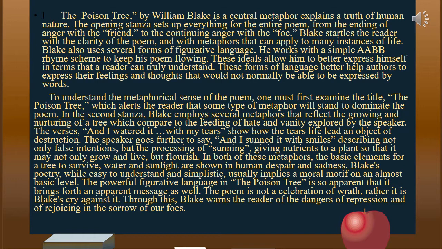A Poison Tree by William Blake has a central metaphor that explains a truth of human nature. The opening stanza sets up everything for the entire poem, from the ending of anger with the friend to the continuing anger with the foe. Blake startles the reader with the clarity of the poem and with metaphors that can apply to many instances of life. Blake also uses several forms of figurative language.